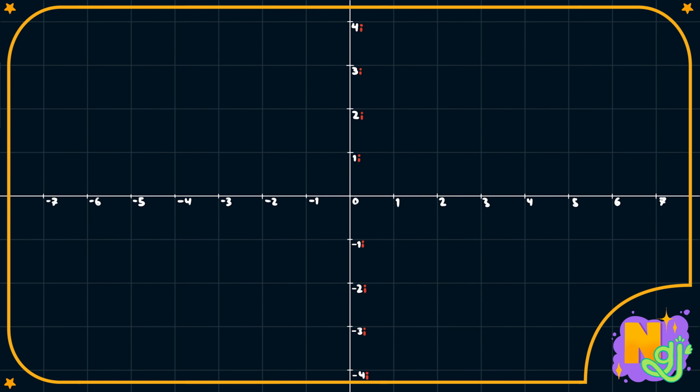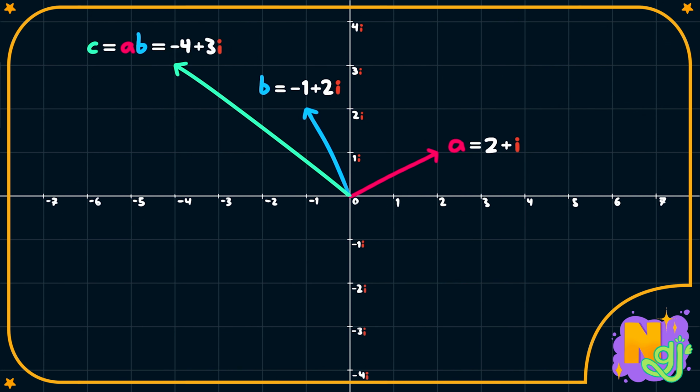In this coordinate system, we can visualize our complex numbers. So let's say we have a complex number a equals 2 plus i, and then another one, b, which is -1 plus 2i. So now the question is, what happens when we multiply these two together? Because 2D vectors, you can't multiply, but you can multiply complex numbers. So what's going to happen? Well, we get this vector right here.